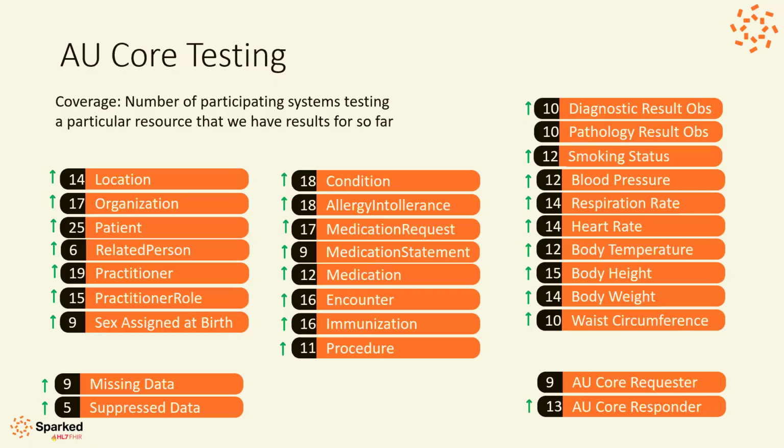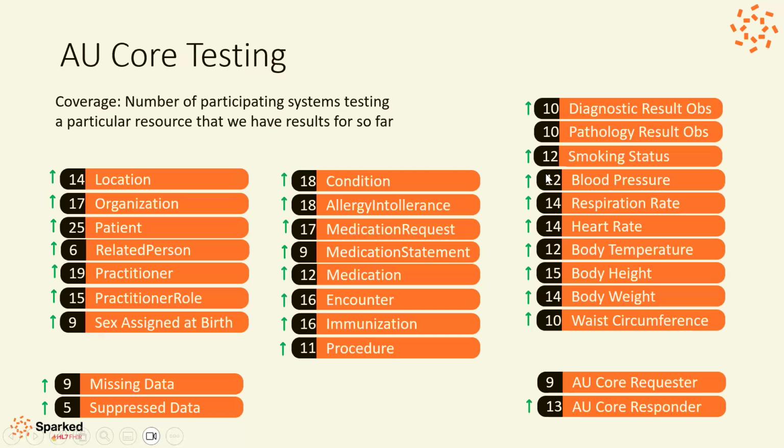Overall, just about everything we got some more insight into. So all of our entities on the left, location, organization, down to sex assigned at birth, there were additional systems looking at how they are dealing with missing data and suppressed data. All the clinical resources got some additional coverage, and we got a whopping 9 systems testing with medication statement, which was really interesting. And I guess 6 were having a look at related person. So it doesn't surprise me there were more systems that had reason or implementation for medication statement than related person. I think that's just probably what I expected.